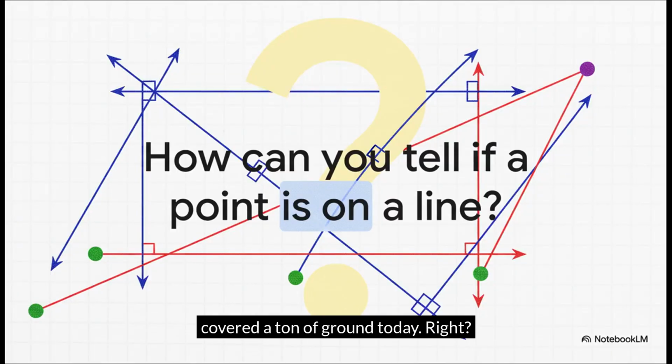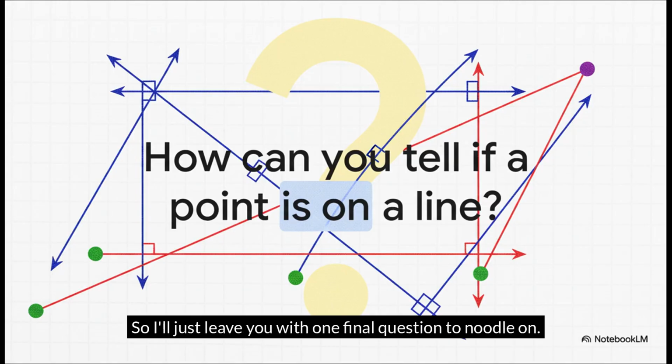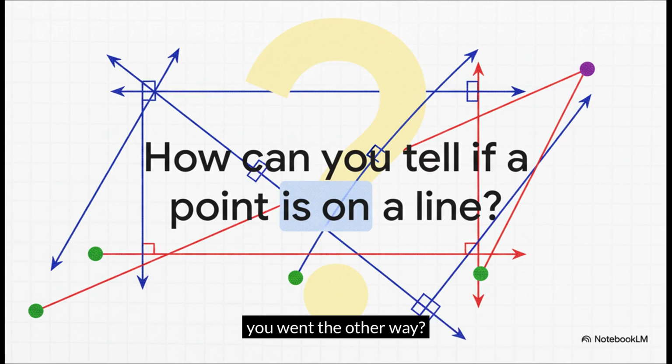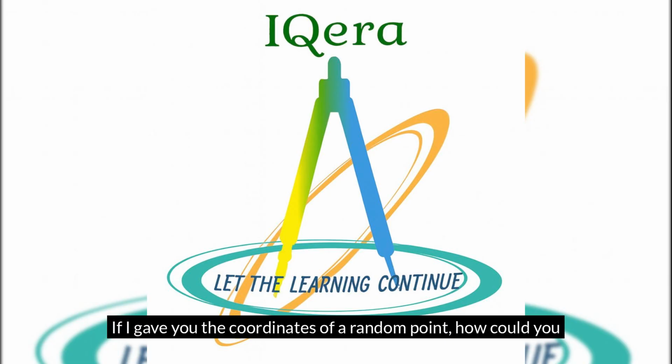We've covered a ton of ground today, right? From lines hitting planes to finding angles to those tricky perpendiculars. So I'll just leave you with one final question to noodle on. We know how to find a point on a line if we have t, but what if you went the other way? If I gave you the coordinates of a random point, how could you use the equation to prove if that point is on the line or not?